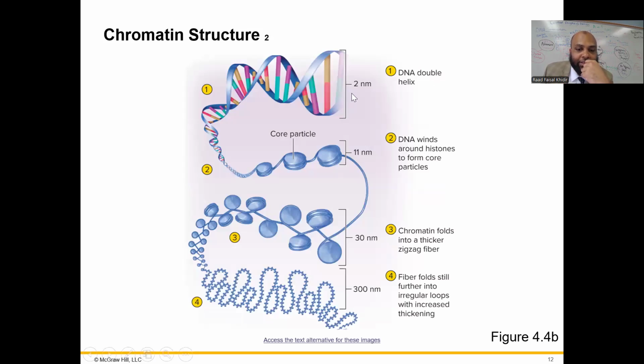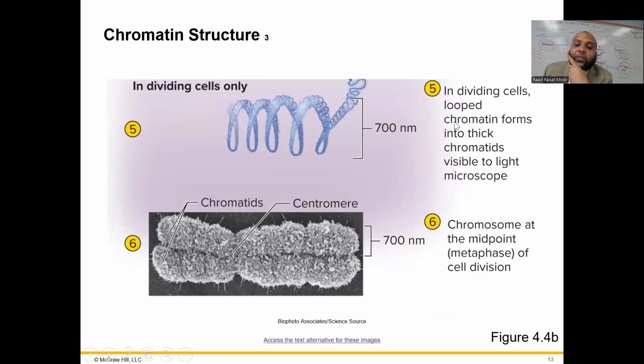So the DNA double helix. You see now the two snakes, and you see that they are connected by hydrogen bonds. So one is the DNA double helix, two is the DNA winds around the histones to form the core particle. And then the chromatin folds into a thicker zigzag fiber. And then the fiber folds still further into irregular loops with increased thickening. In dividing cells, looped chromatin forms into thick chromatids visible to light microscope. And these are the chromosomes at the midpoint, the metaphase, of the cell division.